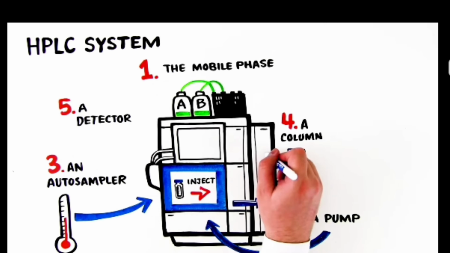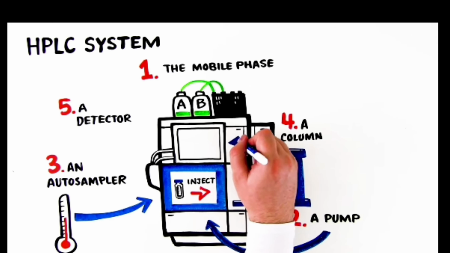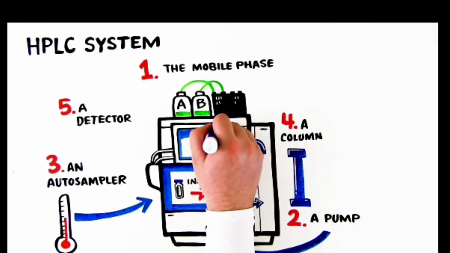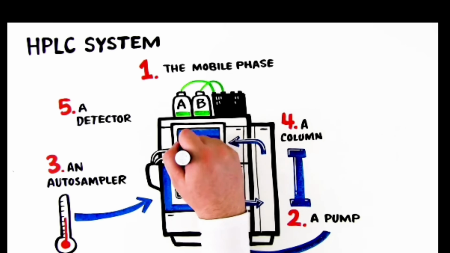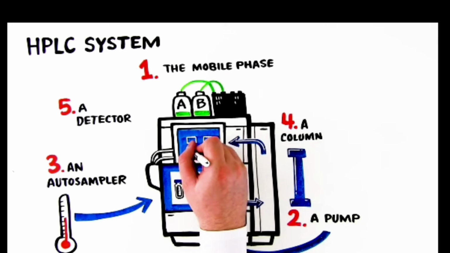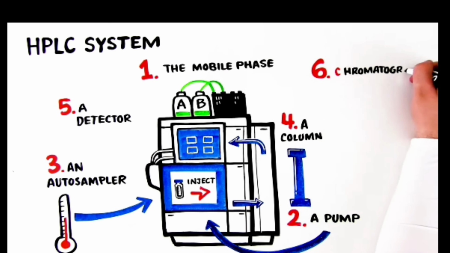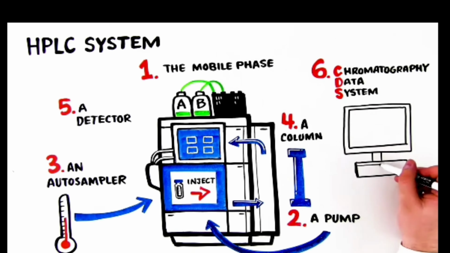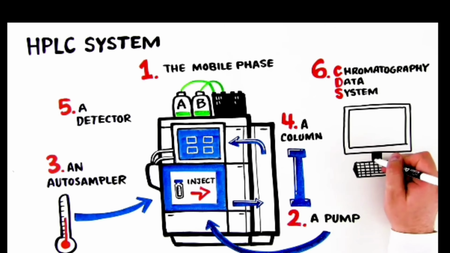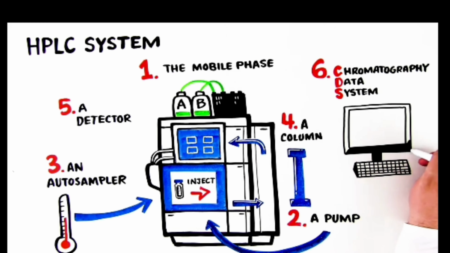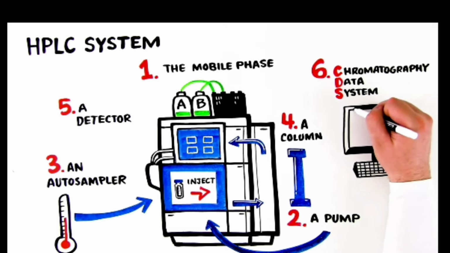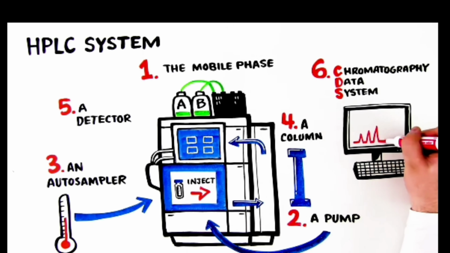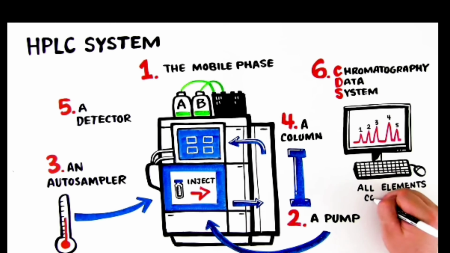5. A detector. After elution from the column, the mobile phase transports the separated compounds, or analytes, to the detector. Most HPLC detectors work by converting a physiochemical property of an analyte into an electrical signal. And 6. A chromatography data system, CDS. The data system translates the signal from the detector into a chromatogram that provides qualitative and quantitative data about the sample. The data system allows complete control of the pump, autosampler, and detector. All of the instrument parameters, automated run sequences, and data collection are controlled by the data system.